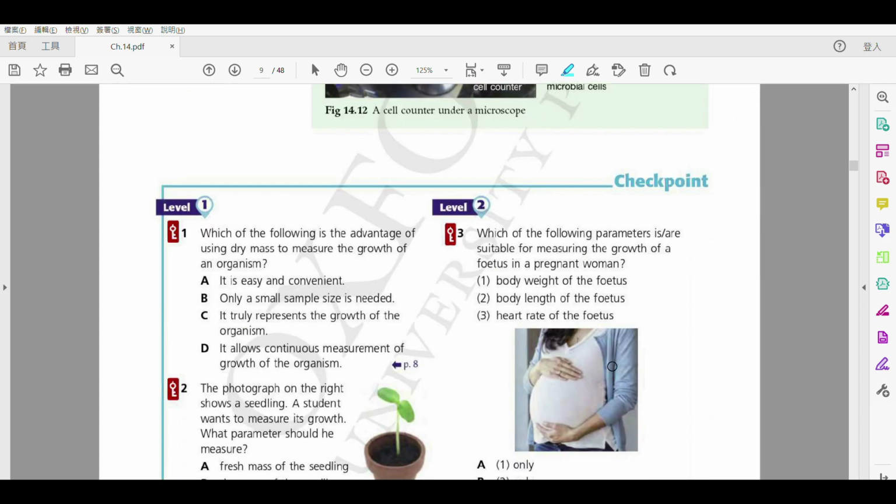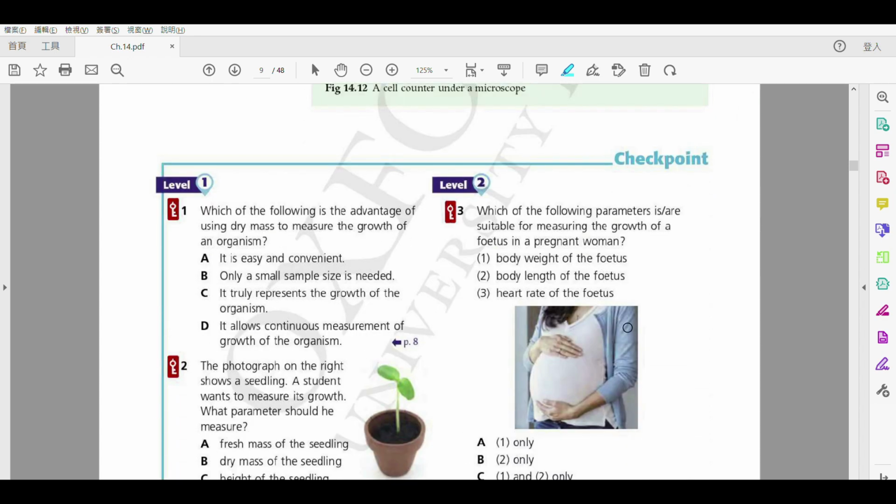Alright, so that's all about this 14.2. Please finish these questions, and if you have any question, please feel free to ask during lesson.